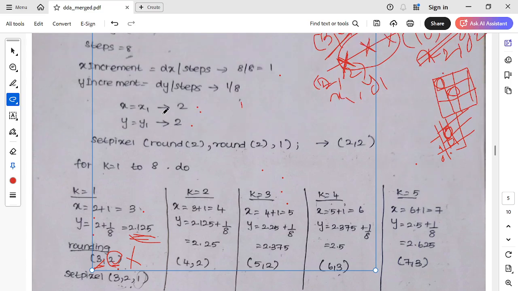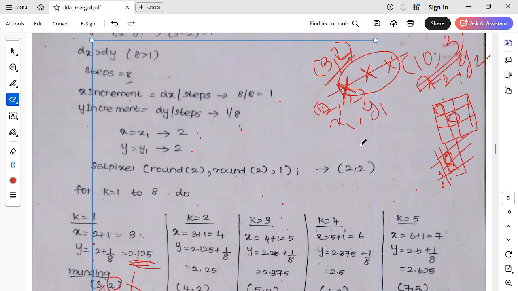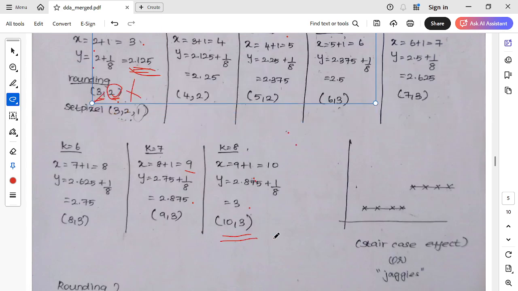We know the value for steps is equal to 8. So you can see at the eighth iteration, that is for k equal to 8, you calculate x equal to the x value of 9 plus the x increment value of 1, so you're getting 10. Y is equal to 2.875 plus 1 by 8, so you're getting 3. So at the 8th iteration you're getting 10 comma 3, which is your endpoint, starting at 2 comma 2.